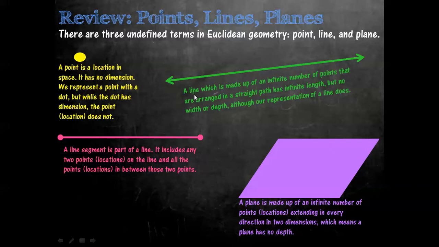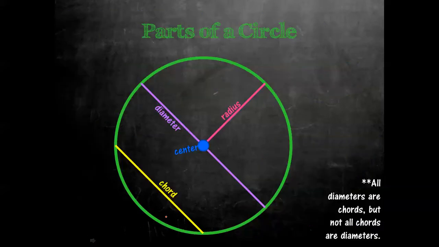We have two types of lines. A line is made up of an infinite number of points that are arranged in a straight path, and it has infinite length, but no width or depth, although our representation of the line does. See how it has the arrows? It goes on forever. There's also a line segment, which is just part of a line. It includes any 2 points, the locations, and all the points in between those 2 points. Then we have a plane. A plane is made up of an infinite number of points extending in every direction in 2 dimensions. So the plane has no depth as well.